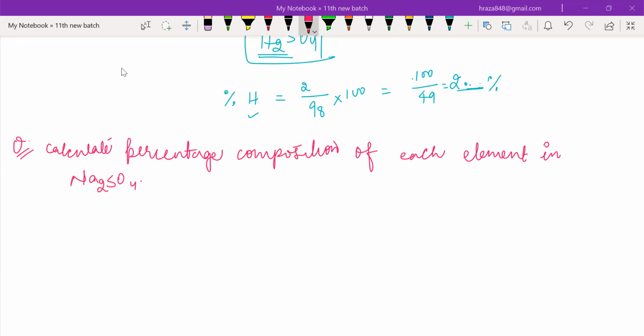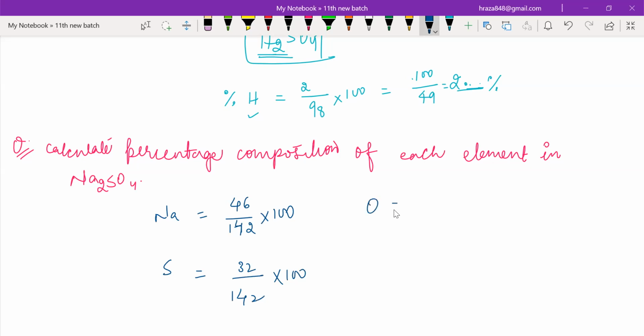Sir, for sodium, it's 32.3%. Okay, very good. Basically, for sodium, you can go for 46 upon 142 into 100, right? Yes, sir. For sulfur, you have written 32 upon 142 into 100. Yes. And for oxygen, it is 64 upon 142 into 100, right? Yes, sir. So this is basically the percentage composition of each element in Na2SO4, right?